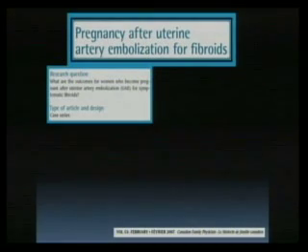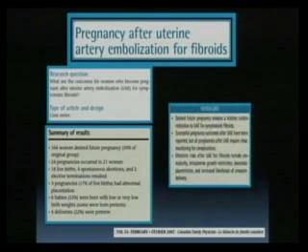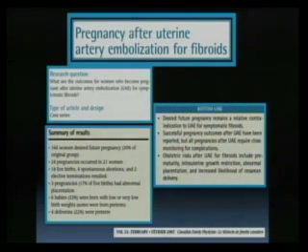When you look at the most recent data in 2007, you would see, again, the same problems: spontaneous abortion, abnormal placentation, very low birth weight, and preterm delivery. And what is the bottom line? According to this publication, desired future pregnancy remains a relative contraindication to the performance of this procedure. Successful pregnancy has been carried out, but there should be close monitoring, similar to a high-risk pregnancy.